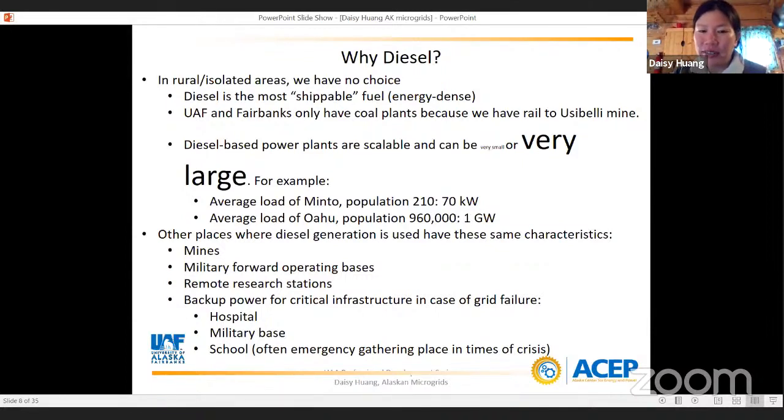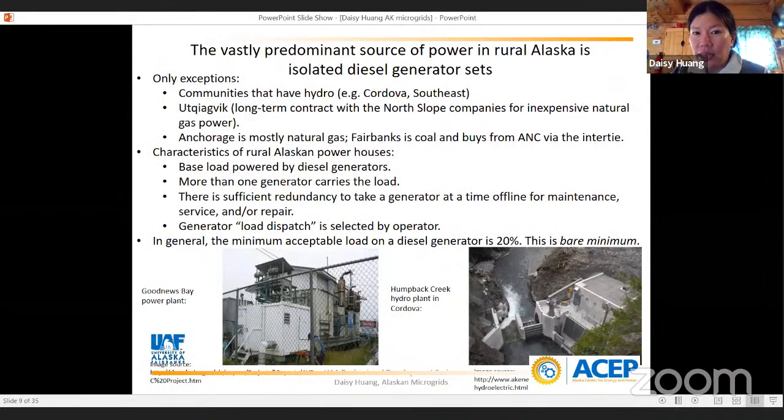So mines use a lot of diesel, military forward operating bases, remote research stations, so science stations, and then also backup power for critical infrastructure. So hospitals and military bases, and then schools. Schools in communities are often emergency gathering places when there's a crisis, so they usually have their own diesel. All right, and so that's why the vastly predominant source of power in rural Alaska is isolated diesel generator sets. And as I said before, it's not one diesel, it's a fleet.